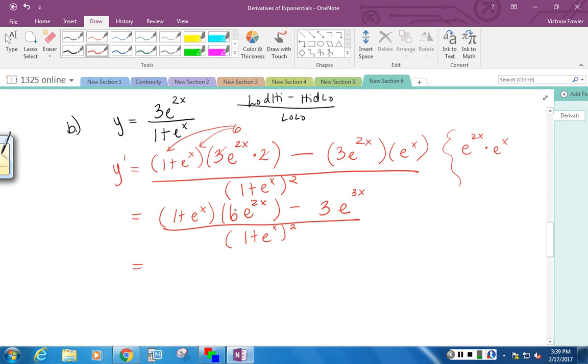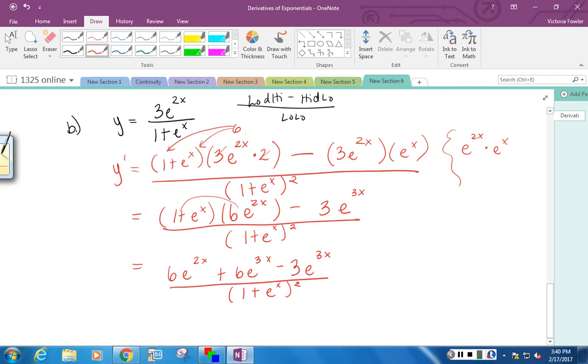And so next what I'm going to do is distribute 6e to the 2x. So 6e to the 2x times 1 is 6e to the 2x. 6e to the 2x times e, do the same thing we did over here. I've got plus 6e to the 2x plus an x would give me 3x. And I'm subtracting 3e to the 3x. This is all over low low, or the denominator squared.